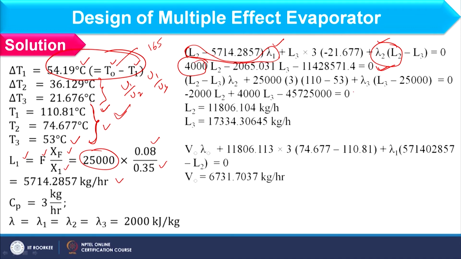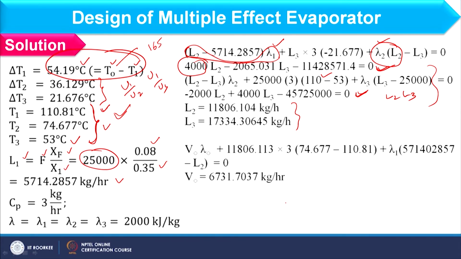In a similar line, you can find out the equation for the third effect putting in all values, where the feed temperature is given as 110, right. So, in this way you can have these two equations, and the unknowns are L2 as well as L3. You can solve these equations simultaneously and find the value of L2 as 11806.104 kg per hour and L3 as 17334.306 kg per hour. Okay.